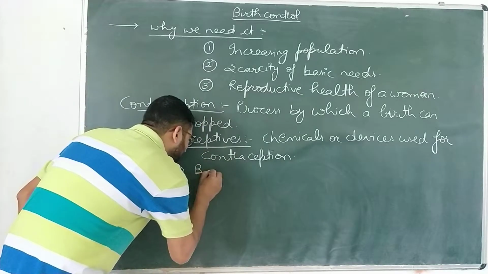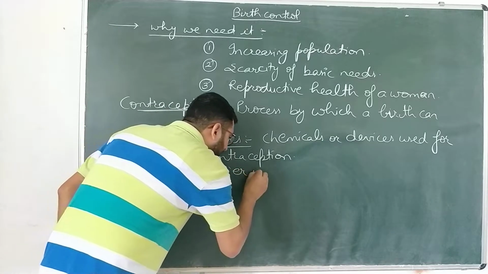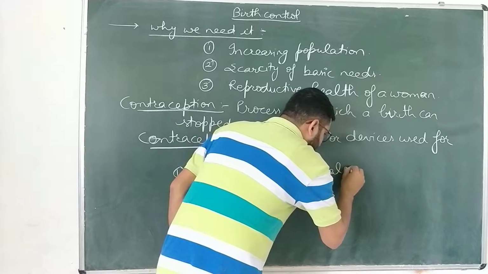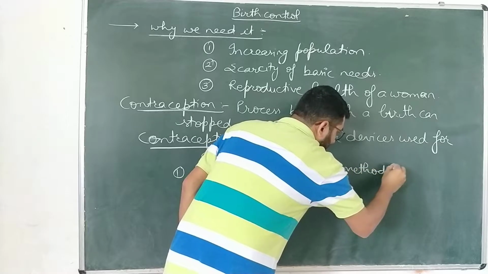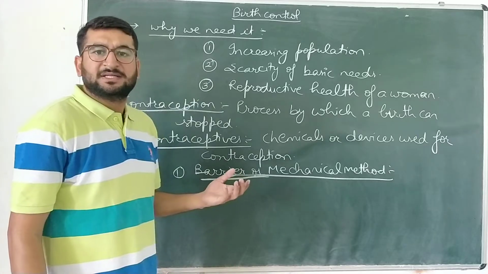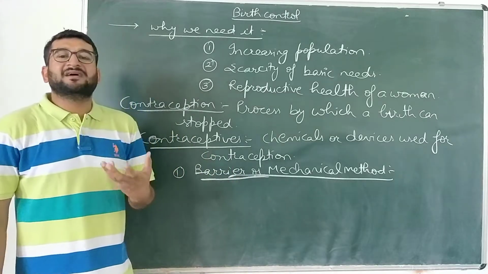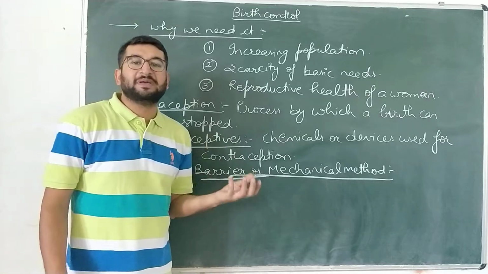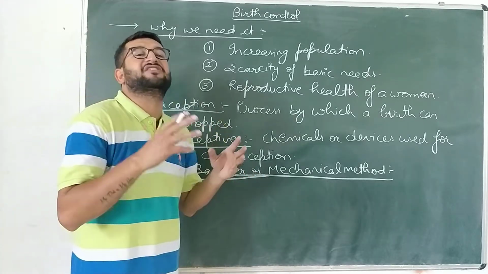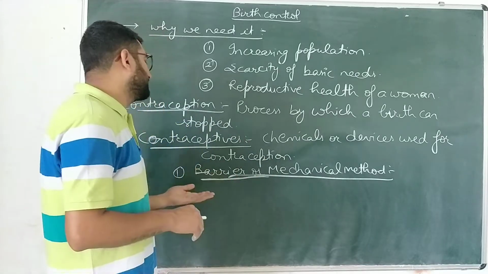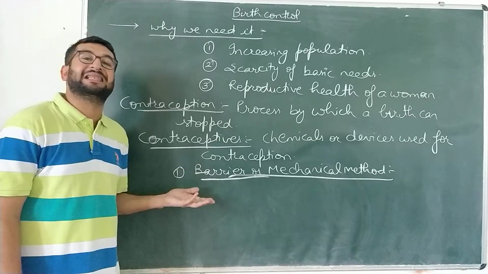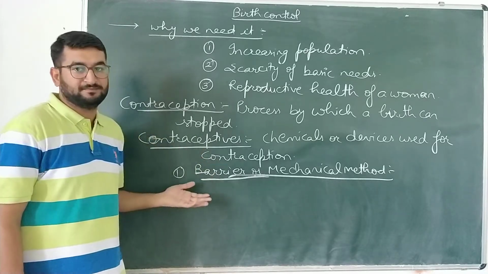The first one is the barrier or mechanical method. What is it? In this, a mechanical barrier is used by a male or a female to prevent the mixing or fusion of male and female gametes. इसमें क्या करते हैं बच्चे, एक ऐसा बैरियर इस्तेमाल करते हैं which stops the fusion of male and female gametes, that is sperm and ovum.